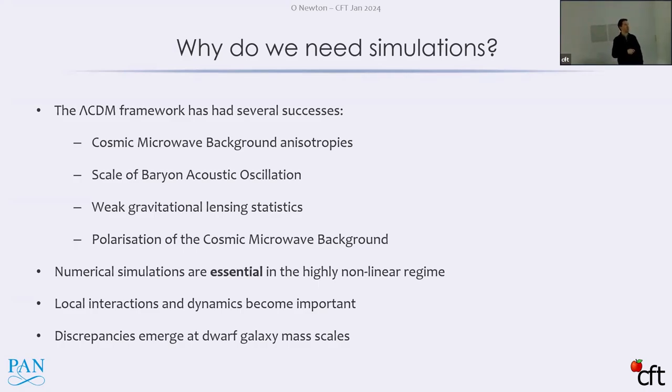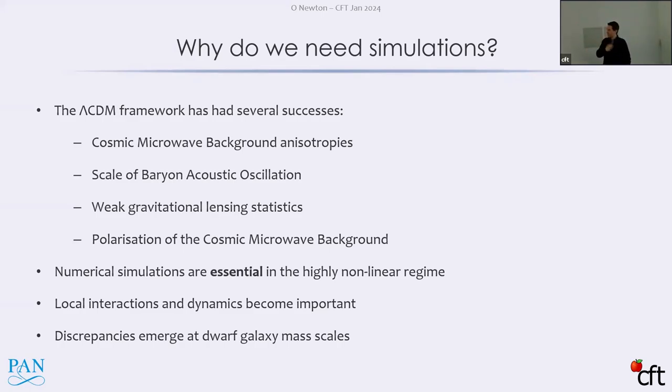Even though Lambda CDM has shown its success on very large scales, so it fits very well, it explains very well the cosmic microwave background anisotropies. It also predicts various large-scale structures, if you like, that we have seen, and gravitational lensing statistics, it predicts those very well. However, if you want to start looking at things on so-called small scales or in the non-linear regime, which you start seeing the emergence of on the scale of tens of megaparsecs, which is about 30 million light years-ish.